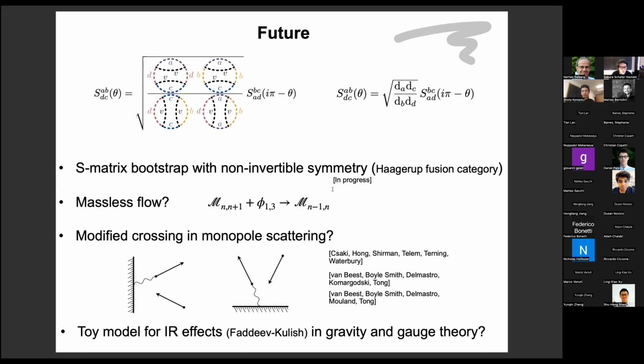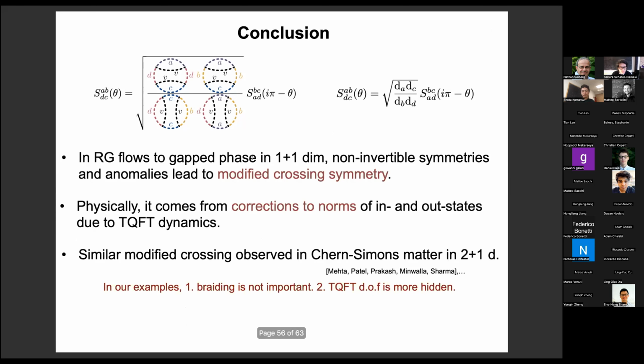Could you go back to this Chern-Simons, the scattering of anyons? Can you tell a little bit about what the modified crossing is in that case? What does this modification depend on? Is it as explicit as what you've written down? So they have an expression.